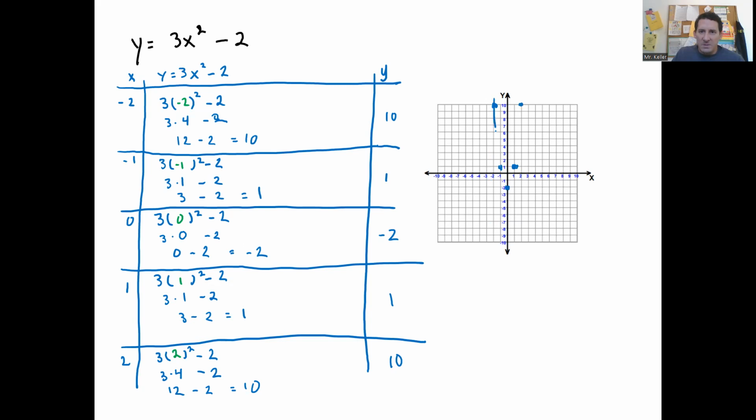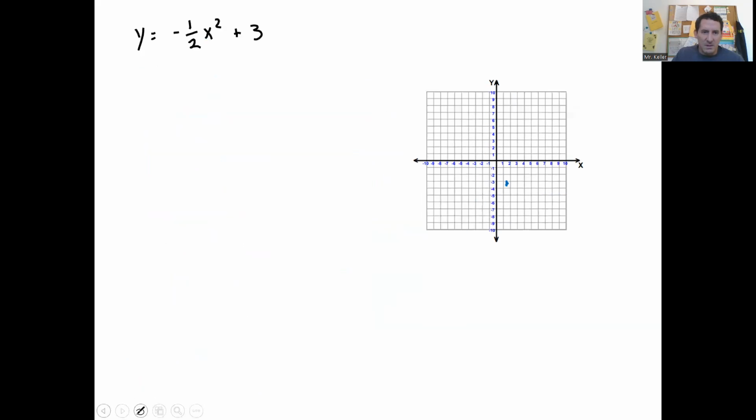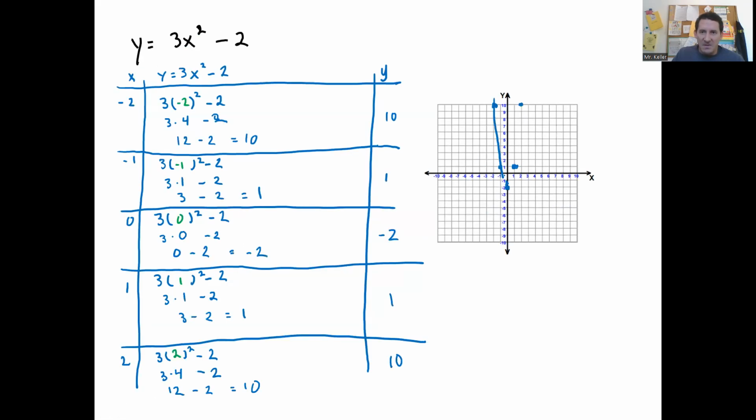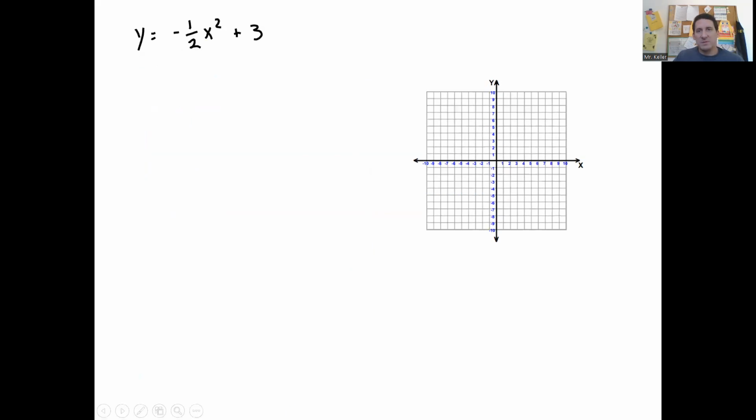And then from there, once you have all the points plotted, connect them with a nice smooth line if you can. All right. One more example.